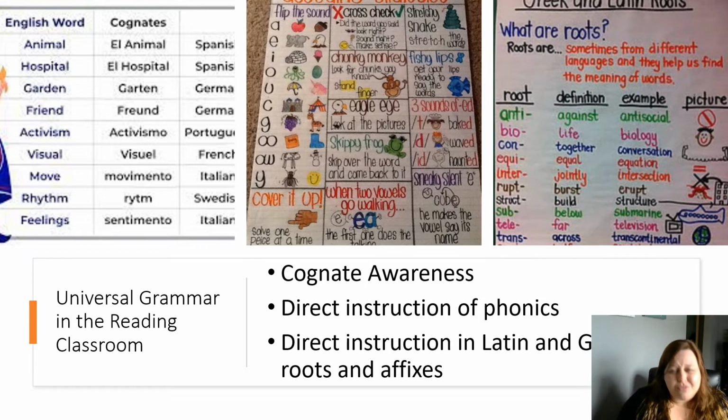There are no true cognates shared between Chinese or Mandarin languages and English, but lots of languages have cognates with English. Direct instruction of phonics and of Latin and Greek root words and affixes are very helpful because down the road, with a strong foundation, students can tackle unfamiliar words successfully without direct instruction or intervention.